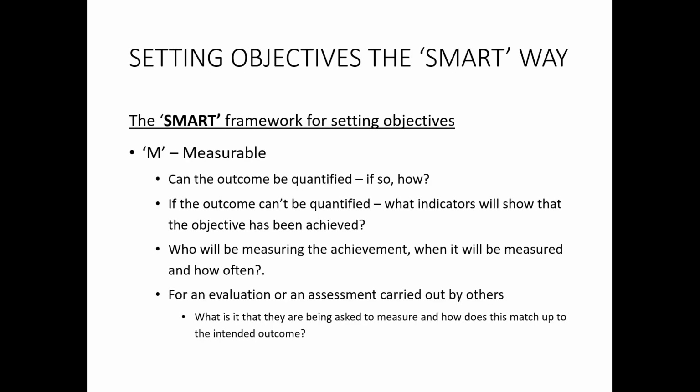Then the second letter M in the word SMART refers to measurable. Measurable in the sense, can we measure the outcome or can we quantify the outcome? And if it can be quantified, how can we quantify or express the outcome in measurable terms? And if the outcome cannot be quantified, then are there any other indicators or things which will show that the objective has been met or satisfied?